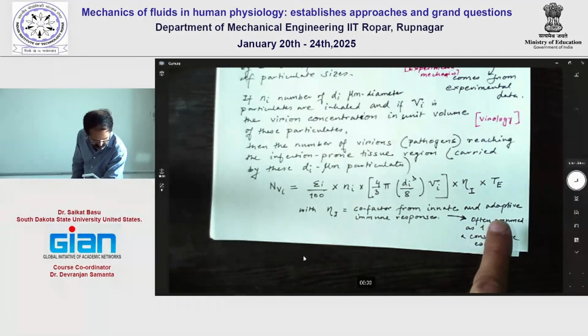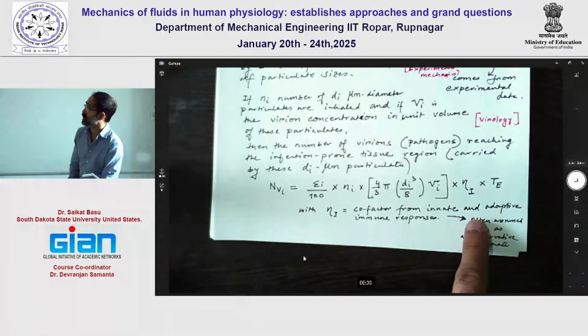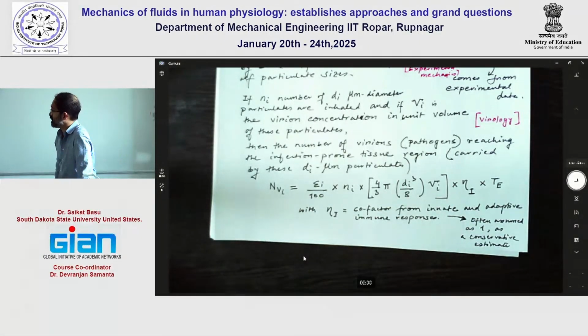And later on, I probably have on my slides that I showed day before yesterday a citation where they actually reported the corresponding numbers, and they thought that it is okay to be assumed as 1 for safe estimates.